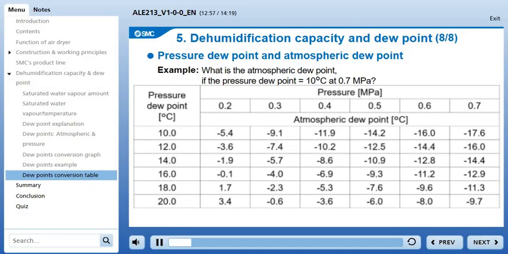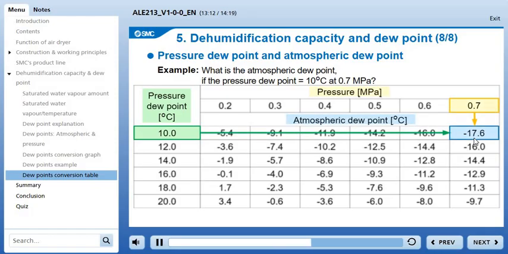Finally, this is how to convert dew point values using a conversion table. Using the same conditions as before, if the pressure dew point is 10 degrees Celsius at 0.7 megapascals, we can find from the table that the atmospheric dew point is -17.6 degrees Celsius. Thus, a conversion table can also be used to convert between the pressure dew point and the atmospheric dew point.